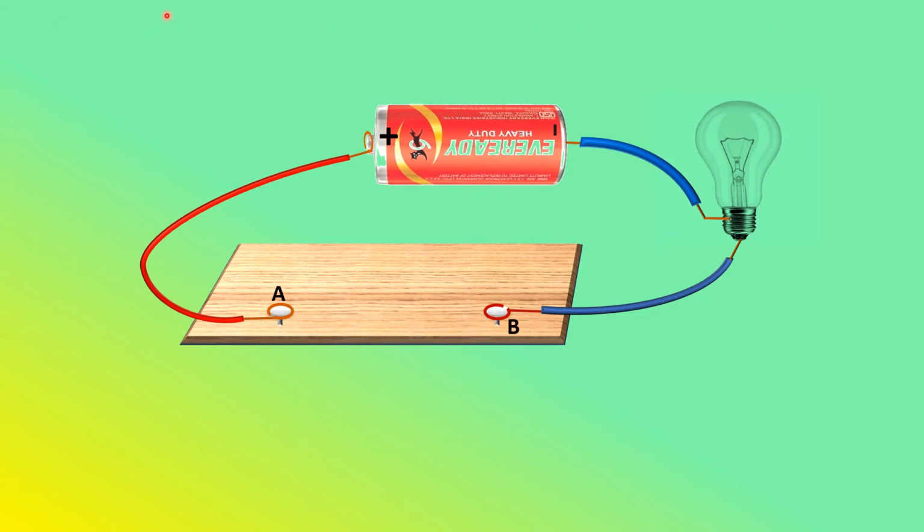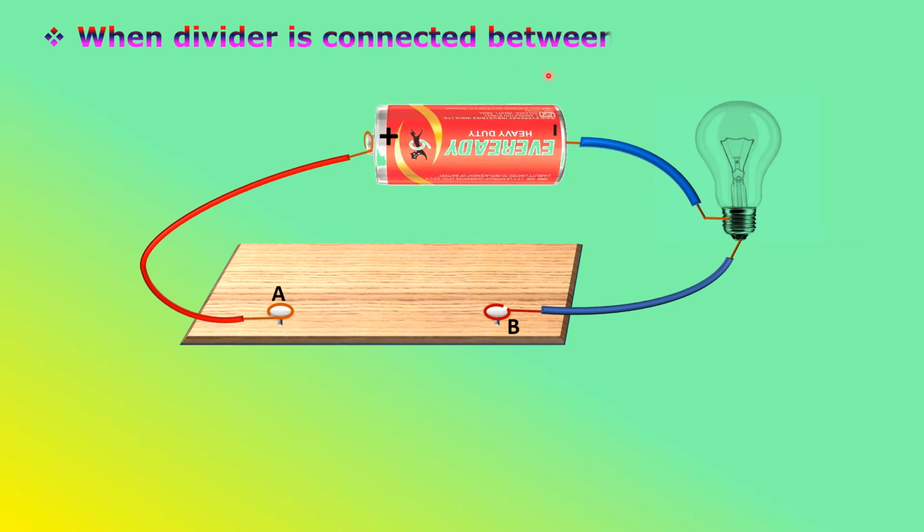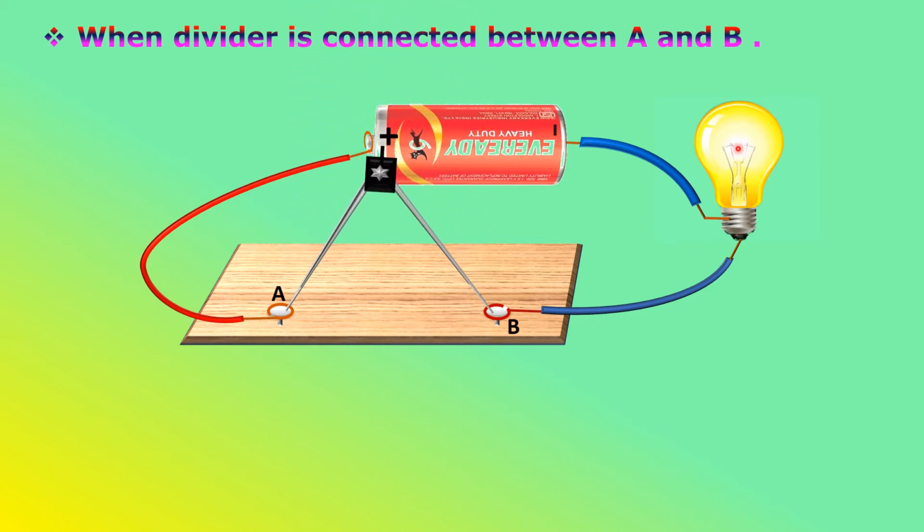Let us connect a divider from your geometry box between A and B. When the divider is connected between A and B, let us check whether the bulb glows or not. This is the divider I am connecting. Yes, the bulb is glowing. Okay, let us record the result here. Result, bulb glows.